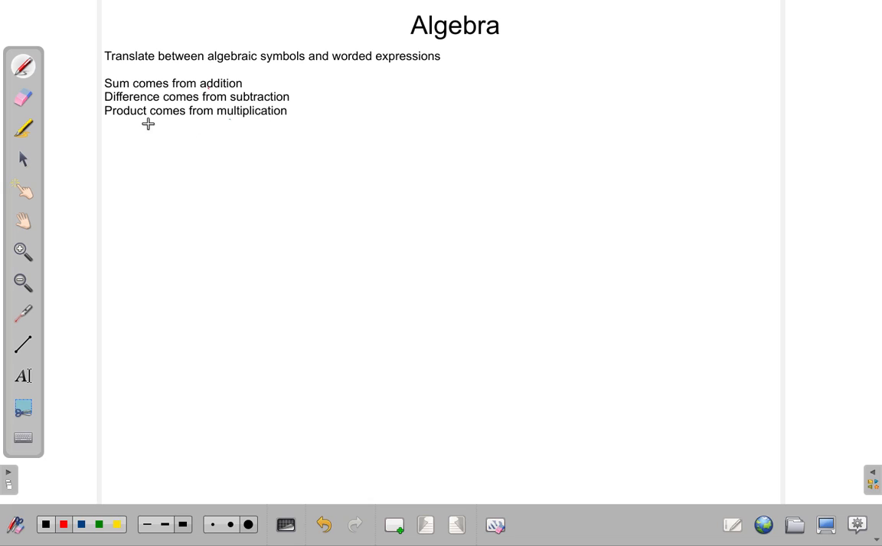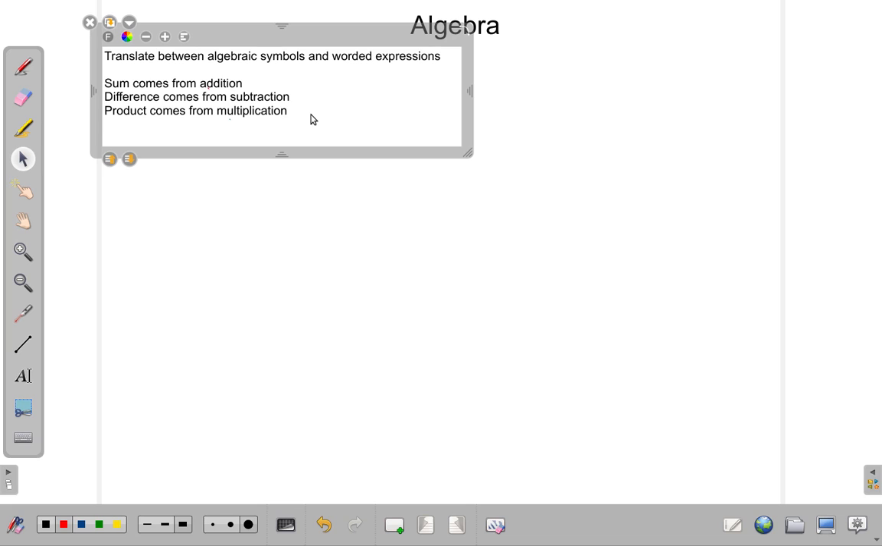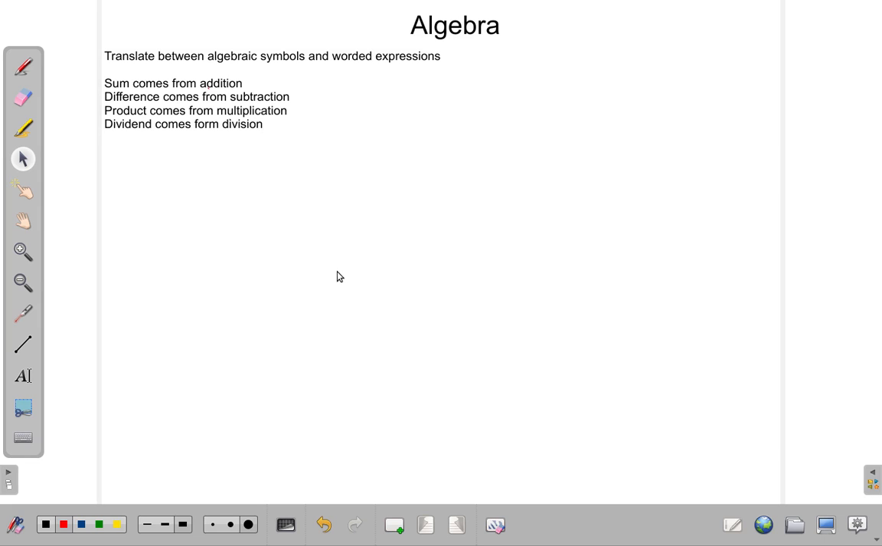All right? And the product of two numbers, it means you're going to multiply those two numbers, and what you get is a product. And also that if you divide two numbers, what you get is the dividend. That one is not really that popular, but I'll just include it, the dividend. Dividend comes from division.